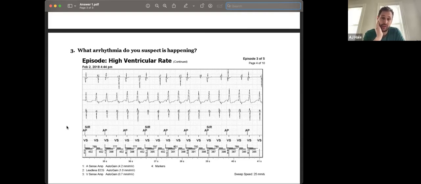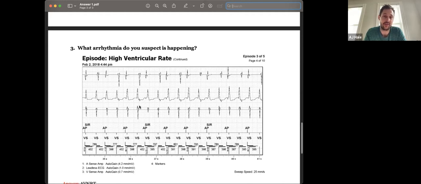So looking at it at face value, you can see the V's and the A's seem disassociated, so your first inclination might be, oh, this is VT, right? But you can look at your guides and ask, how wide is this complex? Granted, a far field is never going to be the same as an external EKG. But if your far field channel, in this case leadless, which is not my favorite far field channel but it works, shows a narrower complex, that indicates this is probably not VT, because VTs tend to be wide and ugly since they go outside the normal conduction. So that is your first inclination.